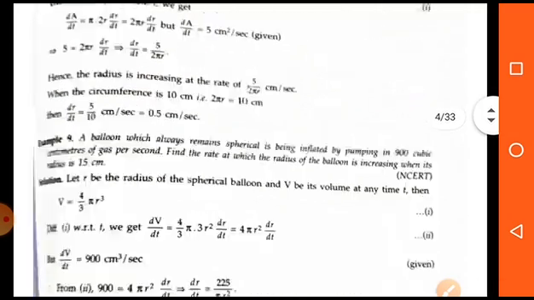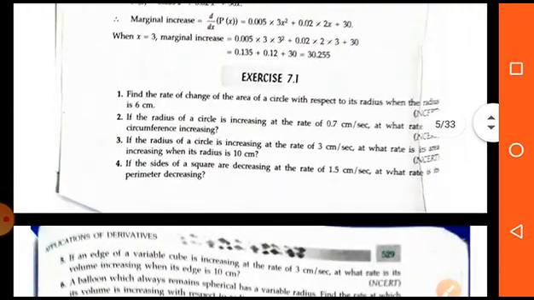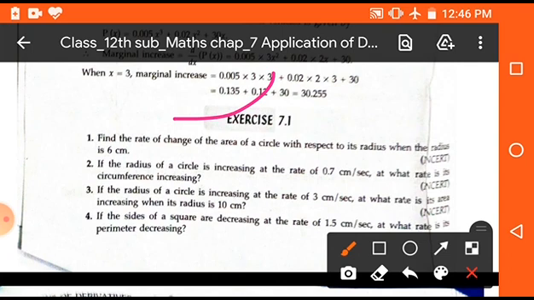Clear, students? So these are the examples of rate measure. Clear? And you can solve the questions of exercise 7.1 by watching the video and solving the examples. All the questions of this exercise depend just on the rate measure formula. Clear? So this is your homework. You have to solve these questions.